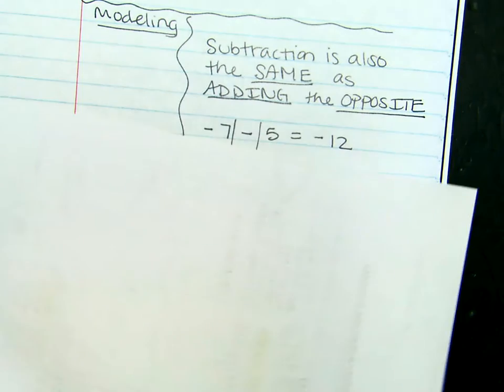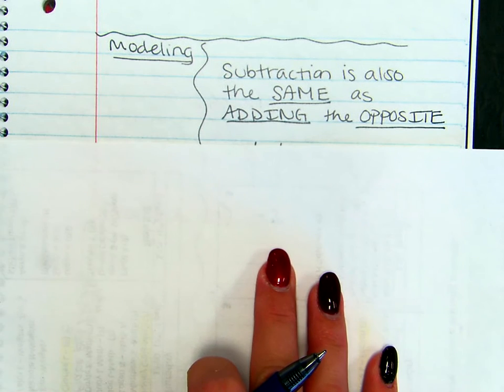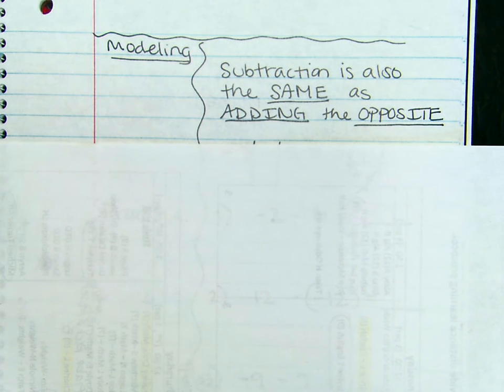Here we go. Now, another method that we could use when we are subtracting positive and negative numbers is we can use the same add opposite method. So subtraction is also the same as adding the opposite. And this is what I'm talking about.